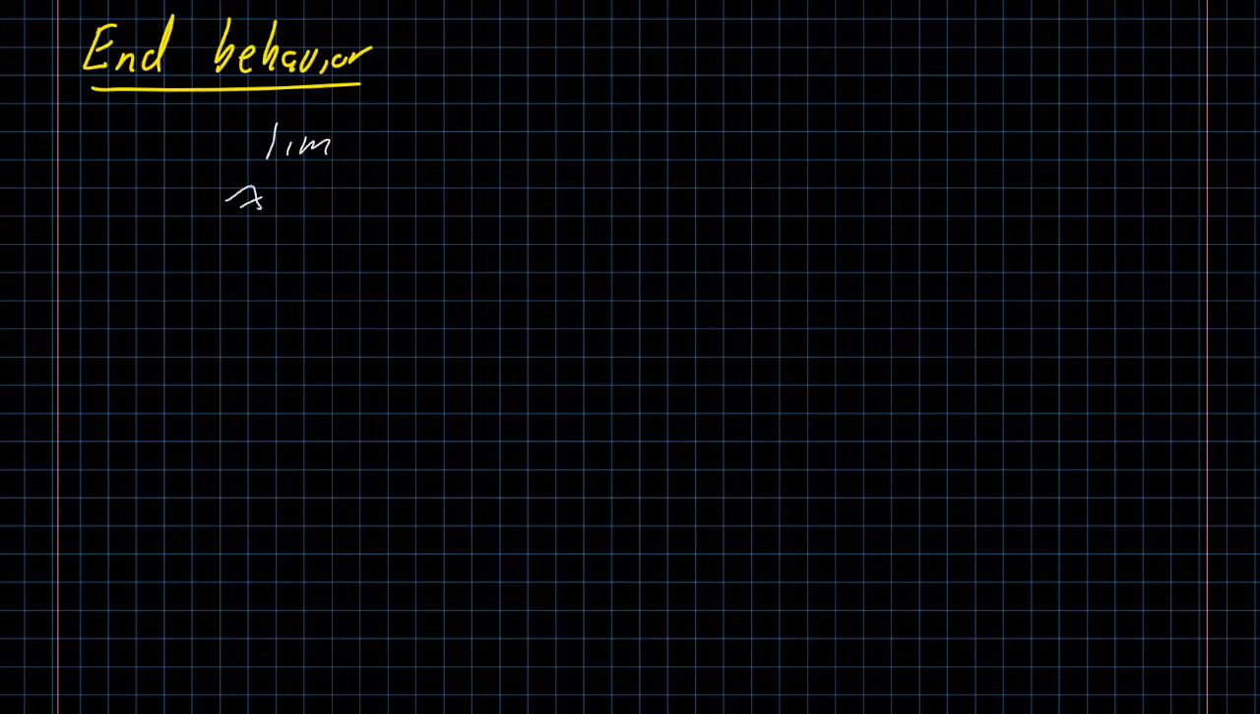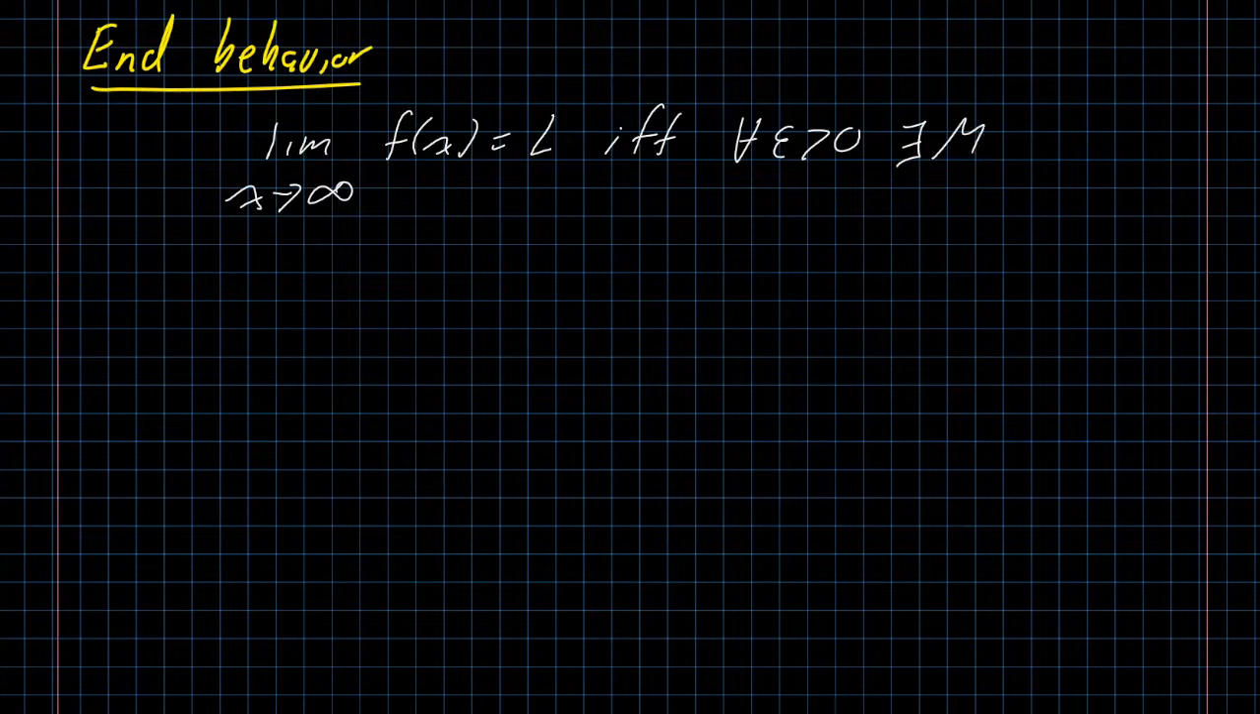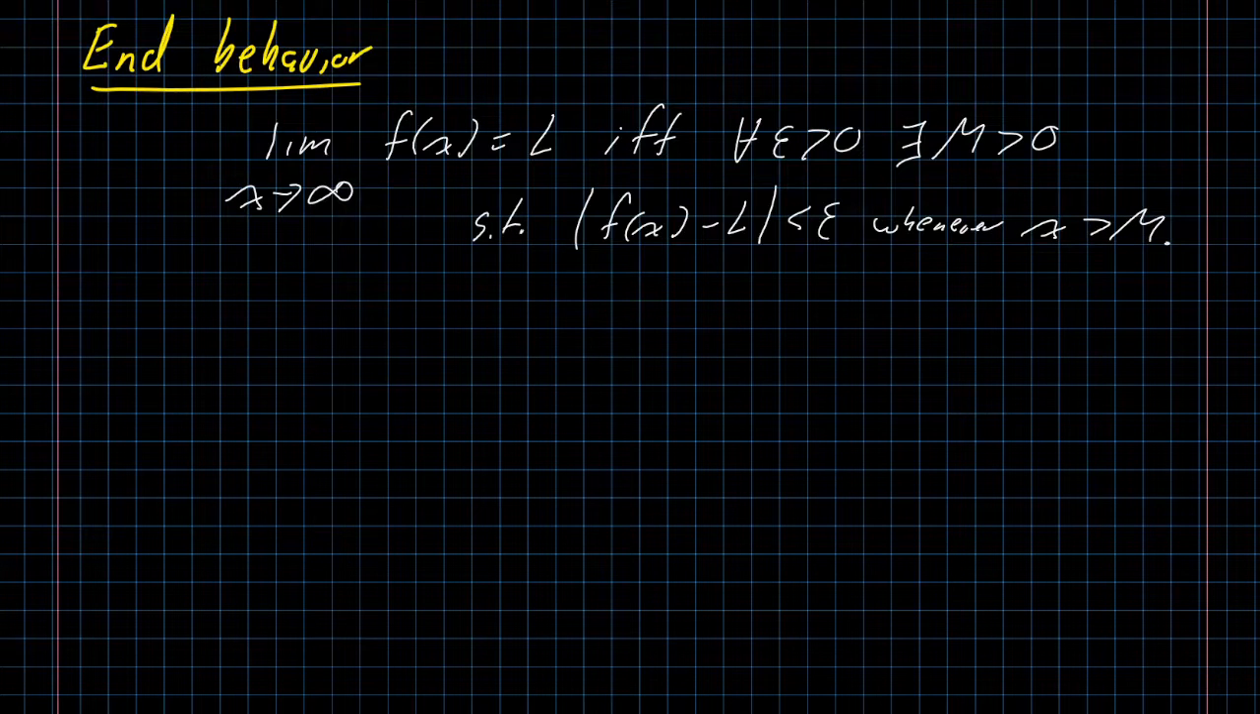The limit as x approaches infinity of f of x is equal to L if and only if, for all epsilon greater than 0, there exists a capital M greater than 0, such that the absolute value of f of x minus L is less than epsilon whenever x is bigger than M. It's the definition of limit equals infinity kind of flipped backwards. We switched where our bigger than M is going, but it's the same idea.